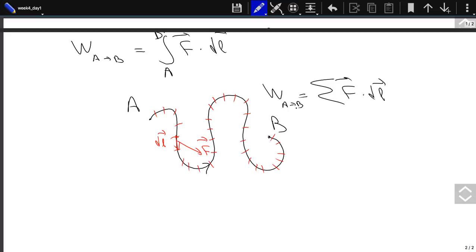So to calculate this, you have to know what the force is. You have to know the trajectory of your particle. And in general, this sum depends on how you go from A to B. If you go from A to B along this path, you will have one kind of work. If you go along some other path, you will have some other kind of work. One example is the friction force.